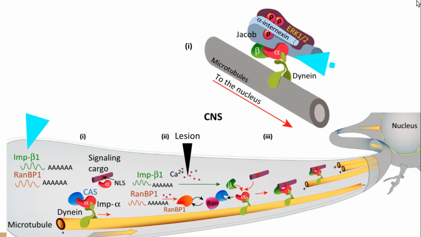The basics are that importin beta mRNA is localized to axons and synapses. It's translated in a calcium-dependent manner, and it links various nuclear localization signal containing proteins to dynein for retrograde transport. And many of these proteins are actually transcription factors that have important implications for cell viability and cell health.